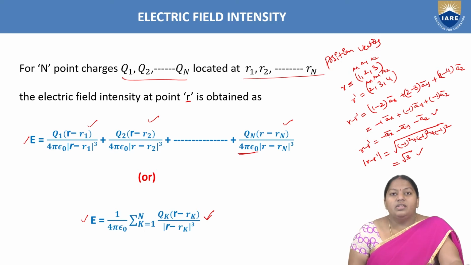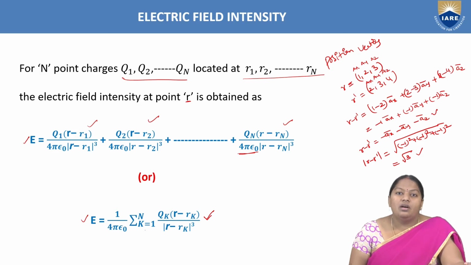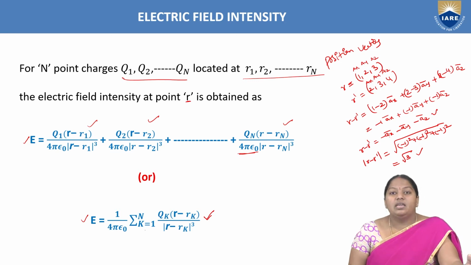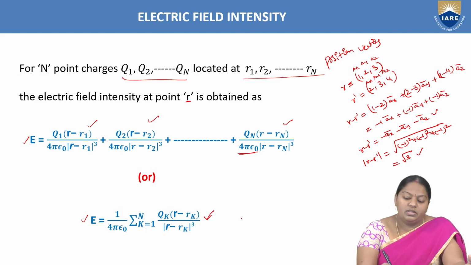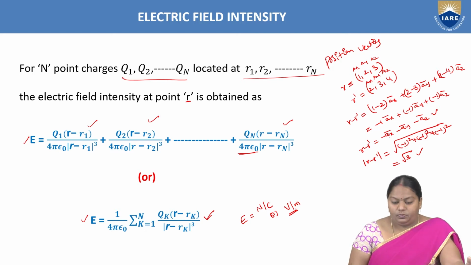So till now we have learnt two fundamental topics in electromagnetic waves and transmission lines. One is Coulomb's law, which deals with force, and the second is electric field intensity. As we know, force per unit charge is given by electric field intensity, and it is also called electric field strength. Generally, E is measured according to the definition in Newton per Coulomb, or in general we measure it in volts per meter.